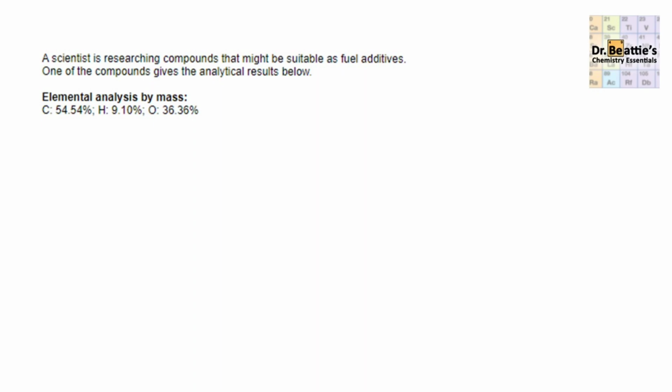Our first step is going to be calculating the amount of moles of each of the atoms by dividing the percentage or the mass given by the atomic mass of each species.